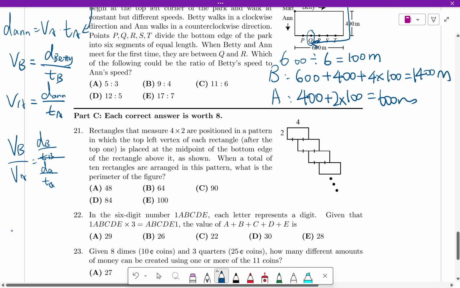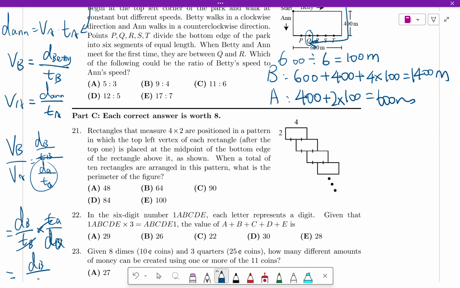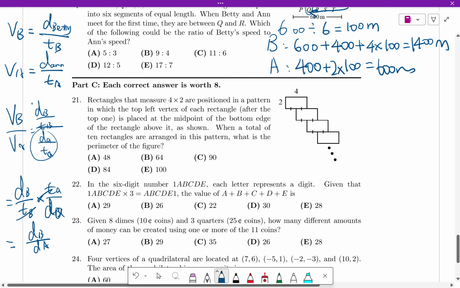And then we can write it out this way. It's dB over TB divided by this fraction. It's keep, change, flip. And since these two are the same, they can cancel out each other, so we would have dB over dA. So we can see that the ratio of their speeds is exactly the same as the ratio of their distances.